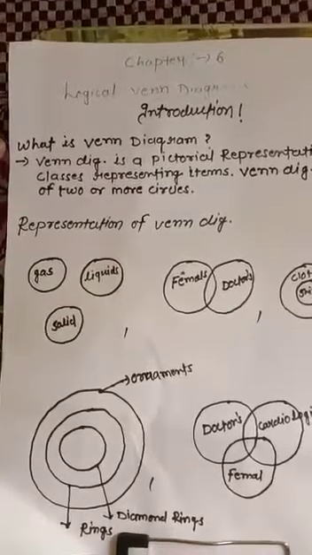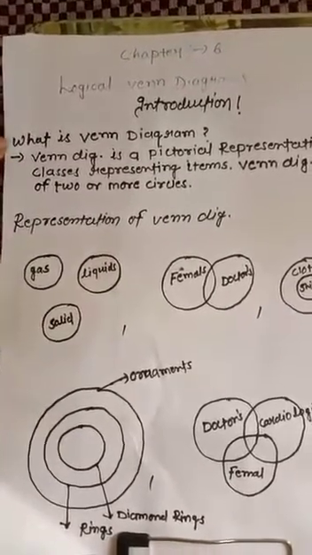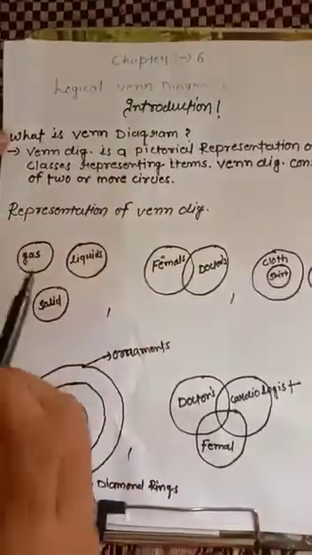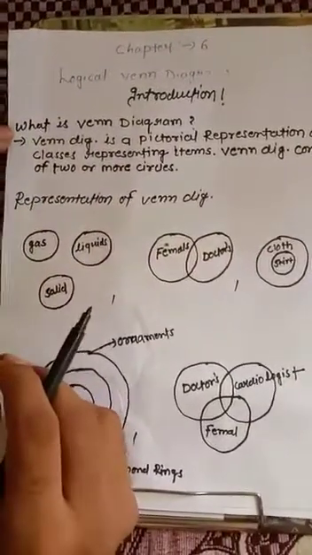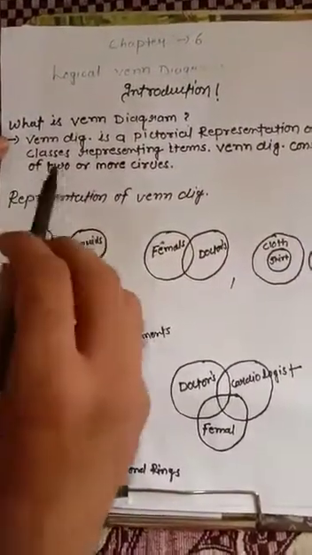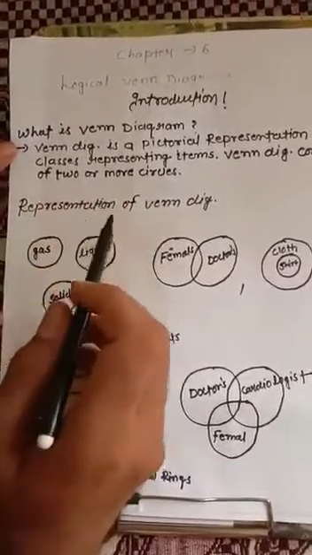Hello everyone. Today we are going to solve chapter number 6, that is logical Venn diagram, and this is the introduction part of logical Venn diagram. First of all, we have to understand what is a Venn diagram. That means, what is a Venn diagram?